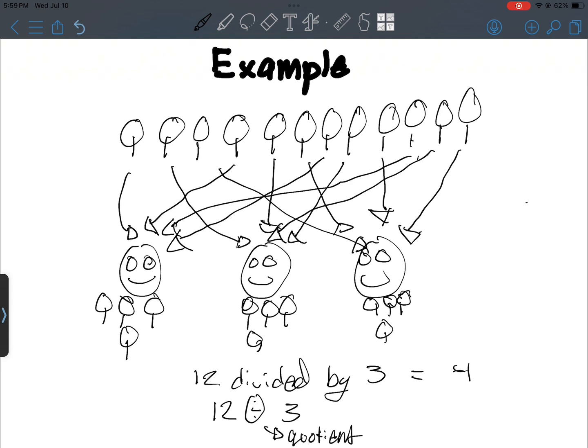So the division sign is what we use, and that's how to write it mathematically. You see, each friend gets 4 candies, and no candies are left over. That's the goal of division, to share things equally.